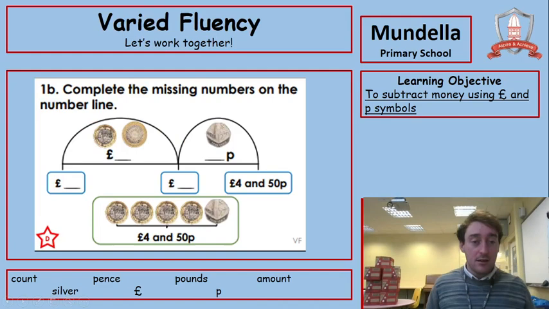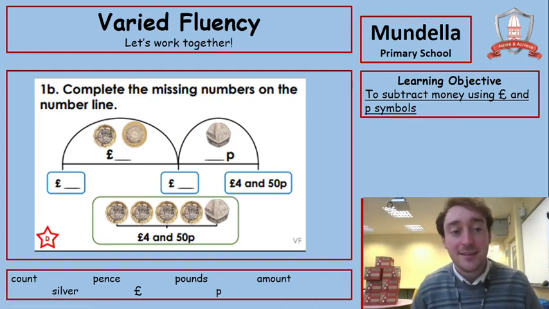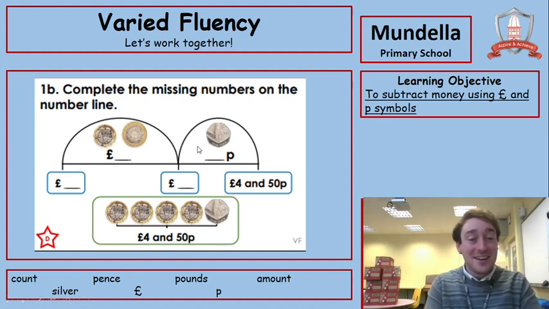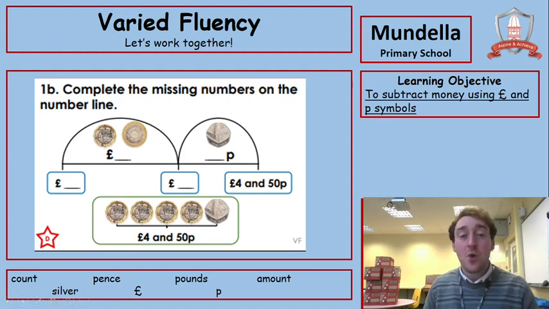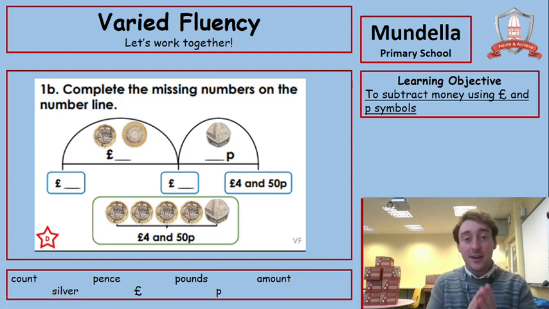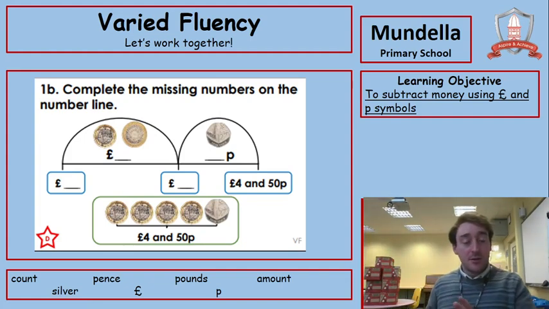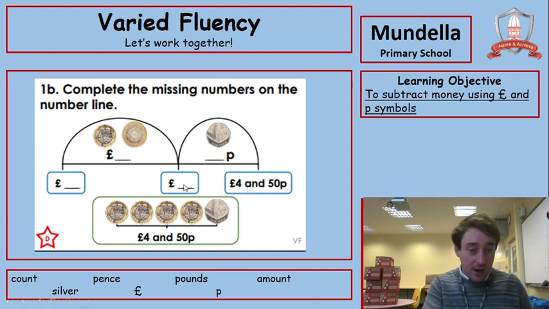Okay, let's work together. Subtraction. So, let's remember what we have to do. With subtraction, we have to work backwards, okay? With adding, we always add on, so we're always going forwards. But with subtraction, we wanna go backwards. So you might see here that we've got £4.50p on the screen. So we're gonna have to work out what goes into these gaps. So we have to work backwards from there.